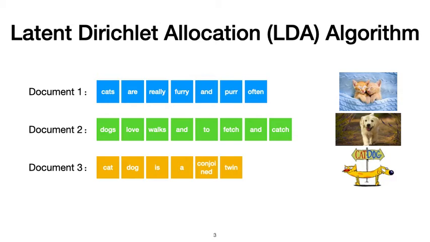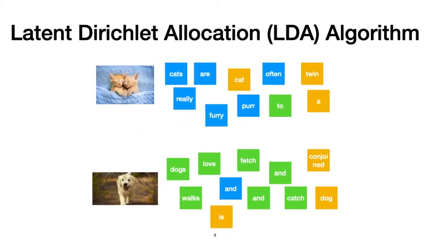How latent Dirichlet allocation accomplishes this is by assigning every word to one of two topics in this case, although generally we can have as many topics as we'd like. Here we might expect cats, furry, and purr to be cat words. On the other hand, dog, fetch, and walks are dog words. That is, unless you have a particularly adventurous cat.